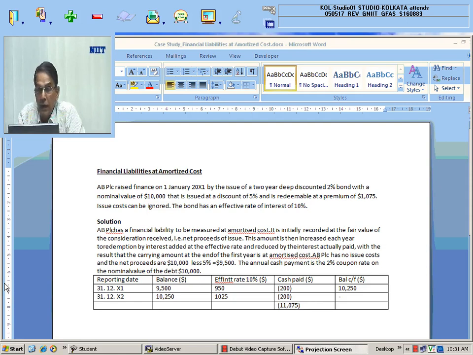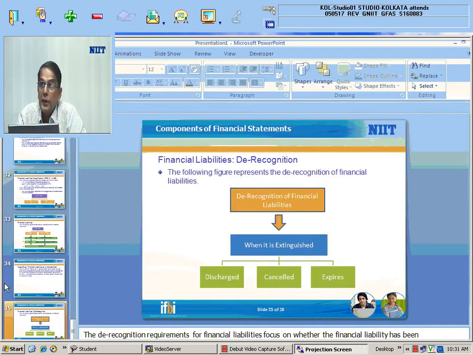So financial liabilities, when they should be recognized. We talked about the recognition of financial assets. Now we'll talk about the recognition of financial liabilities. A financial liability should be recognized when it is extinguished. When the liability gets extinguished, it should be recognized. It happens when the liability has been discharged, obligations have been discharged, or when it is cancelled or expires.